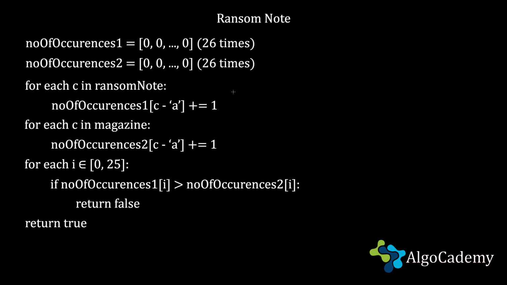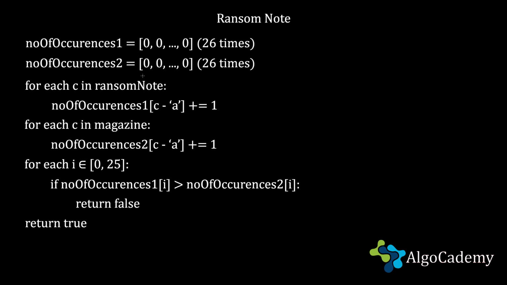And here is the code. What I do is that I first declare two arrays, number of occurrences 1 and number of occurrences 2, which are going to be our frequency arrays. First one will be for the ransom note, and the second one for the magazine string. And both of them basically have size 26 and are initially filled with zeros.